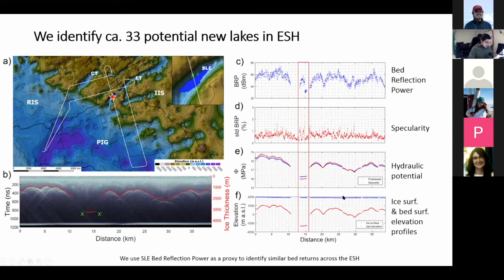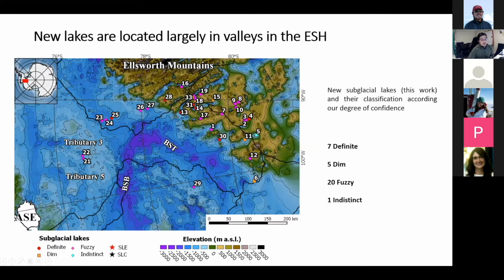So we classify each of these candidates and we find 7 definite subglacial lakes, 5 dim subglacial lakes, 20 fuzzy, and 1 indistinct subglacial lakes. And almost every subglacial lake is distributed in a highland, in the high relief of the core of Ellsworth subglacial highland.